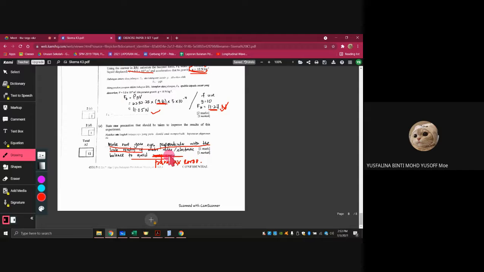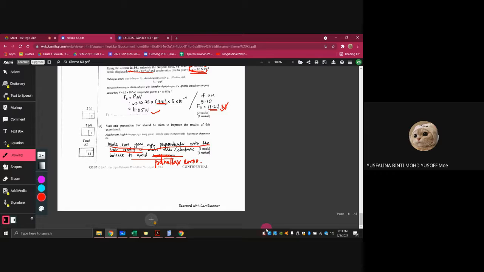You said just now, avoid parallax error when measuring the height. Your sentence is not complete because you didn't tell what to do to avoid parallax error. So if you put it like that, avoid parallax error, how do you want to avoid parallax error? You have to make sure your eyes are perpendicular. So you must state what to do to avoid the parallax error. You need to complete the answer.